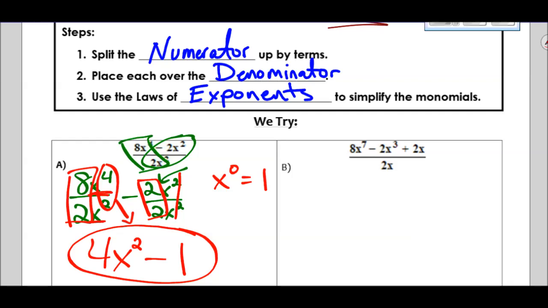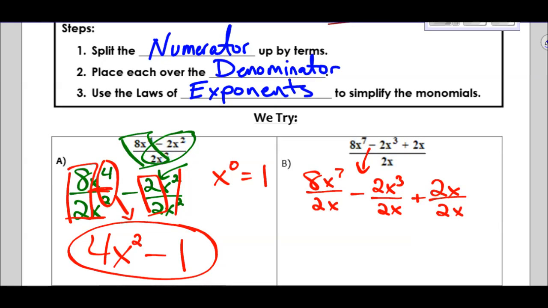The next one we're going to have three terms because there's three terms originally on the top. So I'm going to split this into three separate fractions. 8x to the 7th over 2x minus, that minus sign stays the same, 2x to the 3rd over 2x plus 2x over 2x. Just splitting the numerator up into three terms and keeping the denominator the same on all three of those. Now I follow the laws of exponents on each fraction.